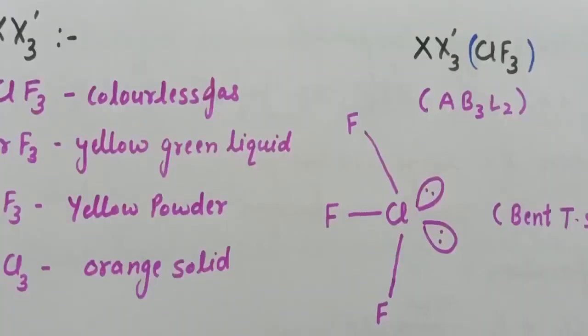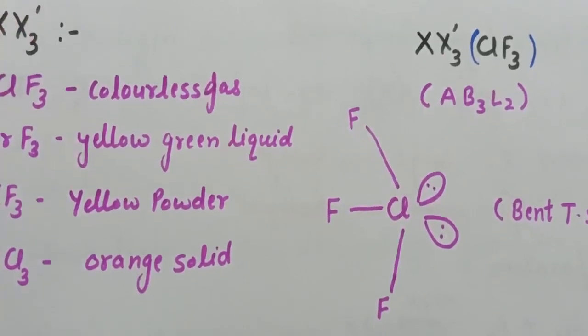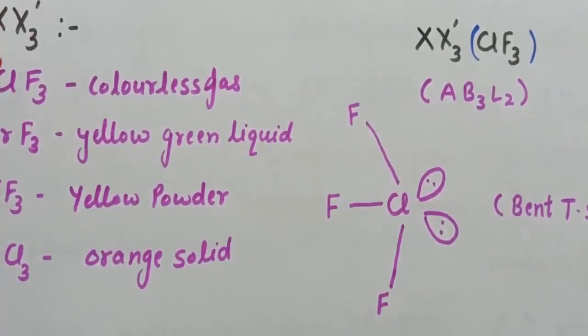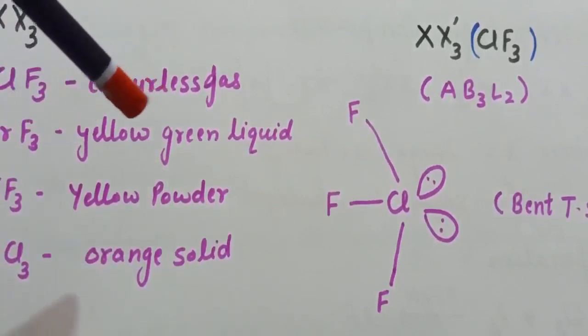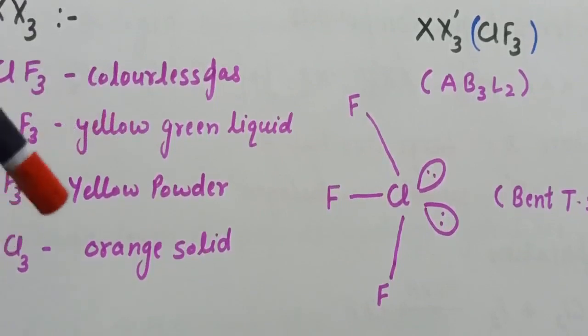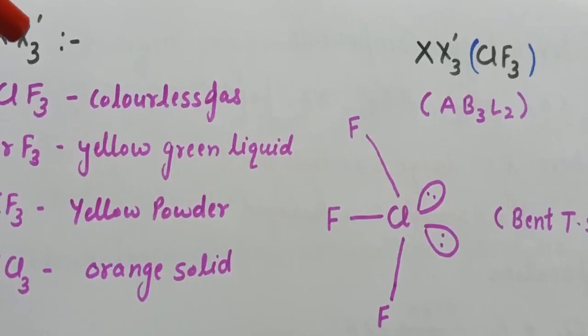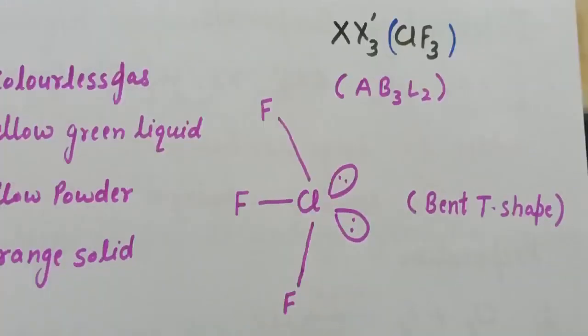Next type is XX'3 type, and these are the examples of this type. ClF3, which is a colorless gas, BrF3 is a yellow-green liquid, IF3 is a yellow powder, and ICl3 is an orange solid. Now we will discuss the structure of XX'3 type.